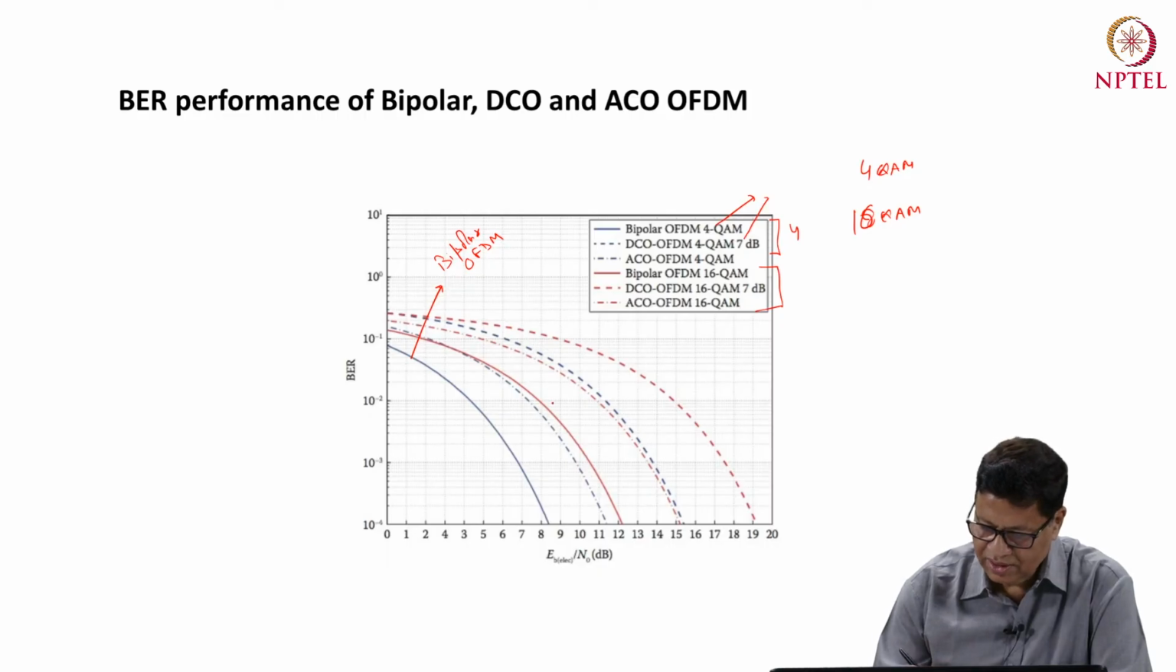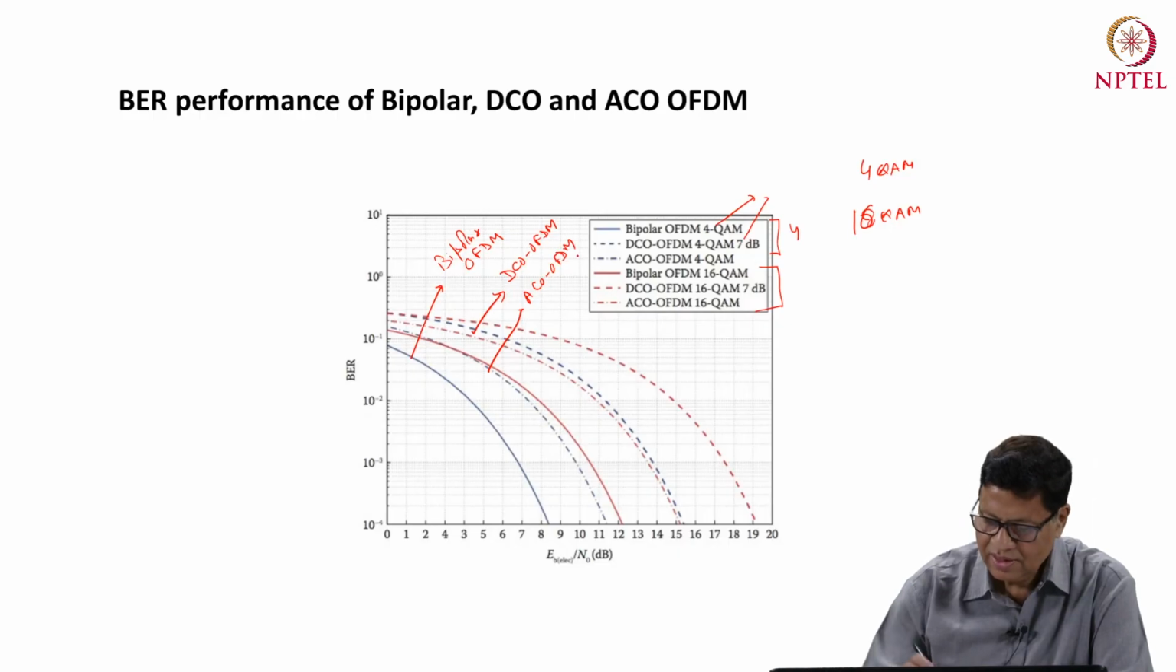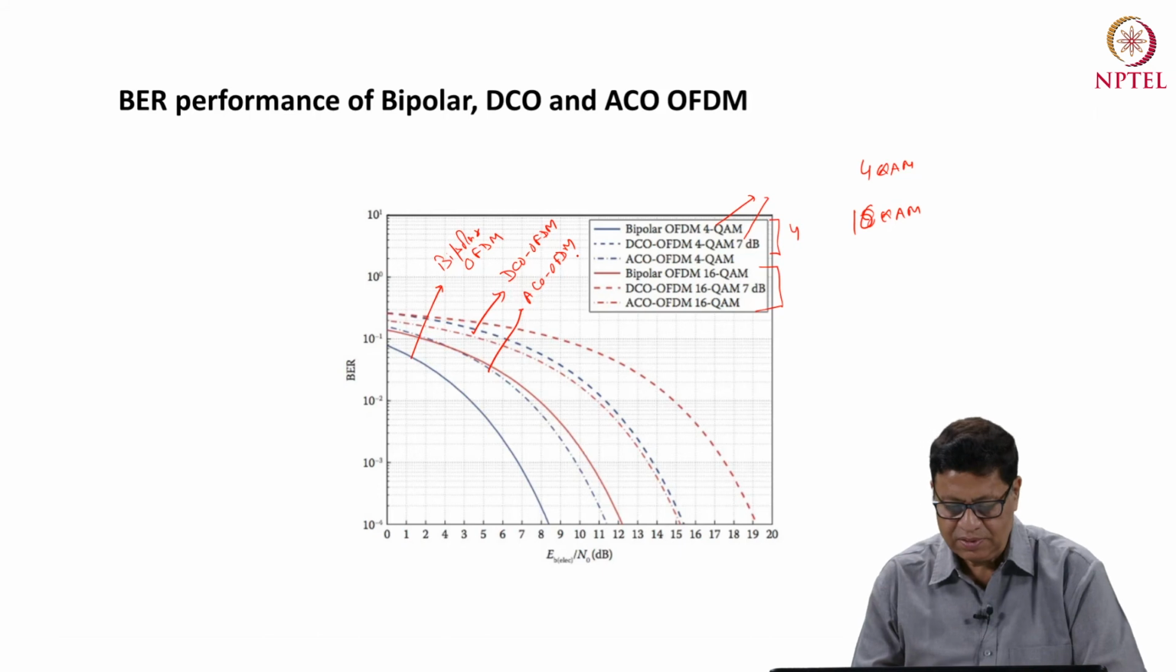And if you see the other one, which is this one, this is DCO-OFDM, and the third one is ACO-OFDM, and the same trend you will notice at 16 QAM also.